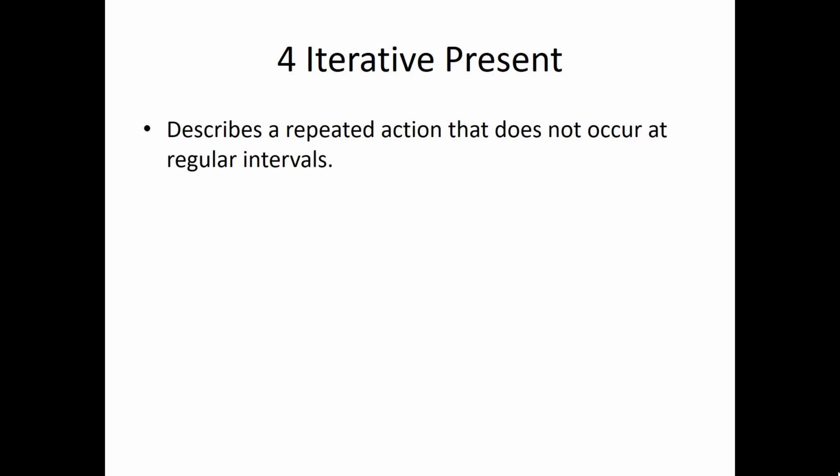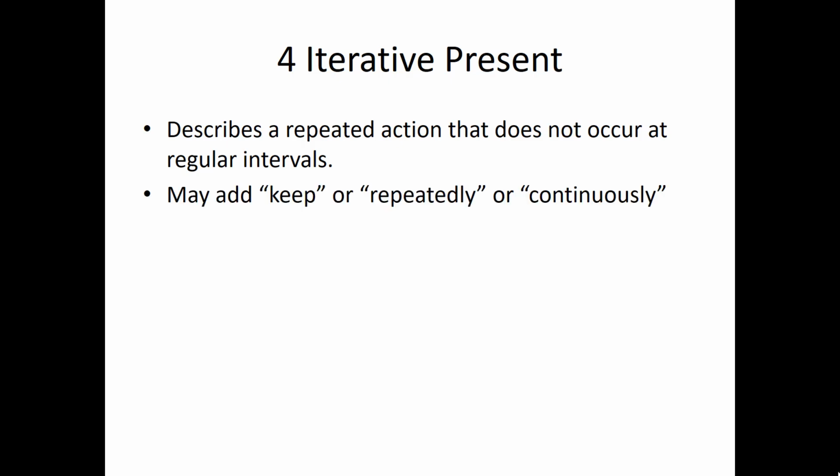Another use is called the iterative present. You might see the word iteration hiding in there, multiple iterations of something. So this is a repeated action, but it does not occur at regular intervals. So it's something that happens repeatedly, but not at a regular schedule. You might add the word keep or repeatedly or continuously.